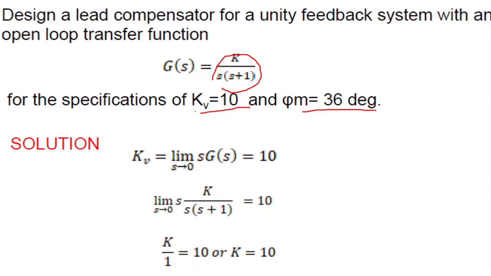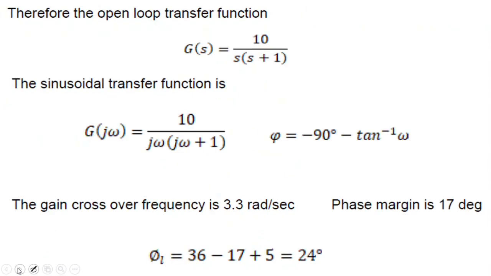How we approach this problem: in step 1, we have to find the gain. We have one formula, Kv equals limit s tends to 0 of s times G of s, equal to 10. Wherever we have s, we substitute 0, and at last we have K equal to 10, that is the gain value. In the second step, we substitute in the general transfer function, K divided by s times (s plus 1), the value of 10 in place of K.